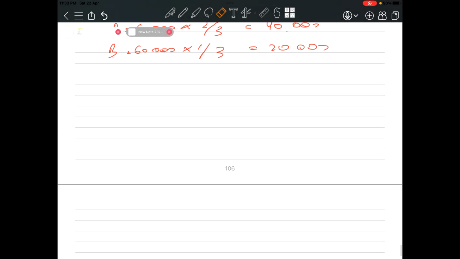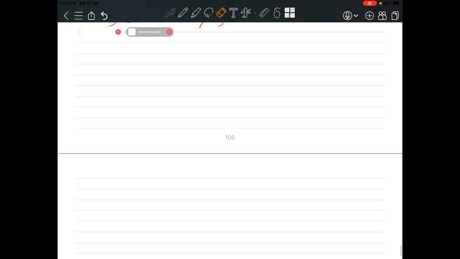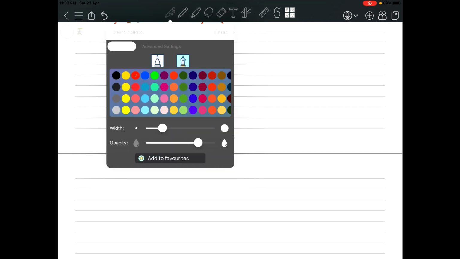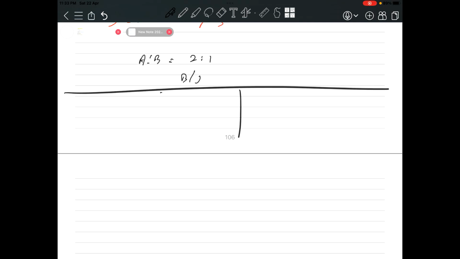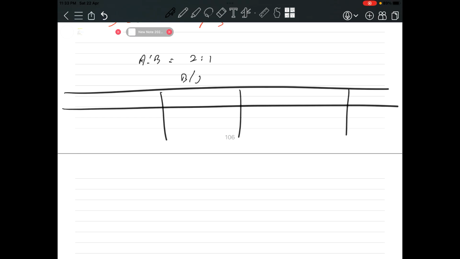There is a balance sheet given in the question. There were two partners A and B sharing in the ratio of 2:1. Now the balance sheet is given. You will have your assets here, you will have your capital here, and you will have your profit and loss and general reserve here.